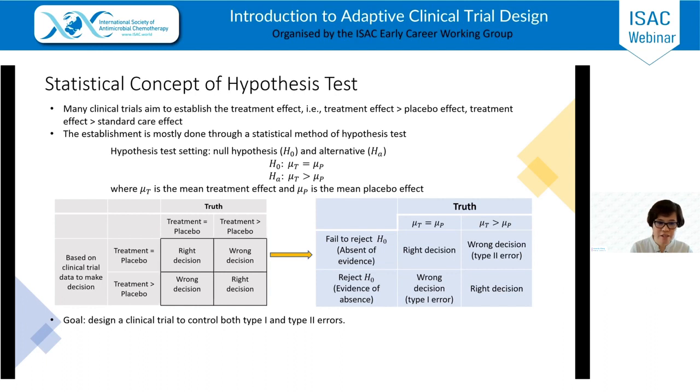So here, when we try to make the decision, based on our clinical trial we want to conclude whether the treatment is better than the placebo or not. But the truth, we never know, right? The truth could be they're the same, or that the treatment is better. So there are basically four scenarios: either we make the right decisions under the different truths, or we make the wrong decisions.